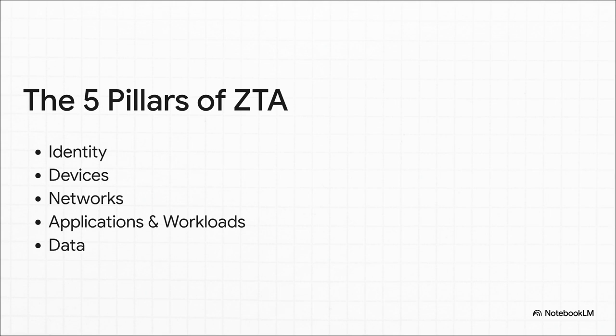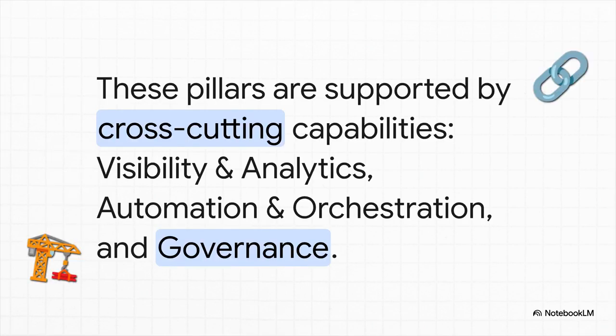How you're going to verify identity. How will you ensure devices are healthy? How will you segment your networks? How will you secure applications? And finally, how will you protect the data itself? And think of these three as the foundation holding up all 5 of those pillars. You simply cannot have effective zero trust without deep visibility into what's happening, smart automation to handle the scale, and clear governance to tie it all together.